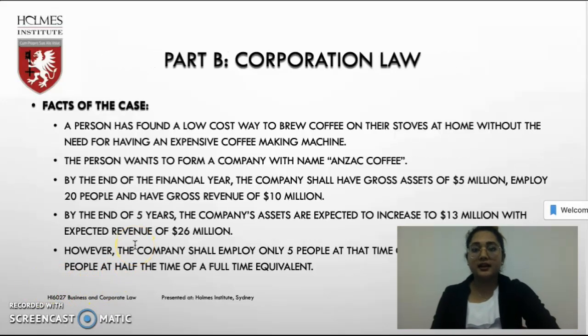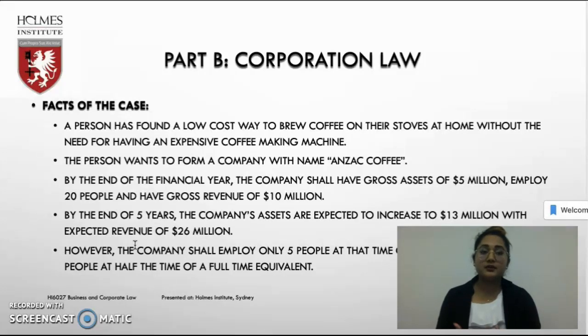Thanks, Deepa. Now, as my mates told, the second part, Part B, is based on corporation law. Now I'm going to describe the scenario as the facts of the case. A person wants to start a company which brews coffee on stoves at home without using expensive coffee machines, as a low-cost way to brew coffee.